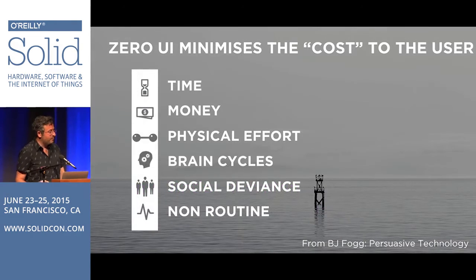And I really like this model that B.J. Fogg came up with in his Persuasive Technology book, that actually design is about minimizing the cost of things. And he breaks it down into these 6 different categories: time, money, physical effort, brain cycles, social deviance, and non-routine. And I think most of these are fairly obvious, why good design can minimize the cost. And actually what he states, and this is really interesting, is that these are not constant, and these are not consistent between individuals. So an individual may value something more than something else.